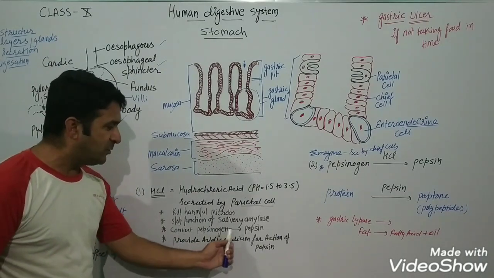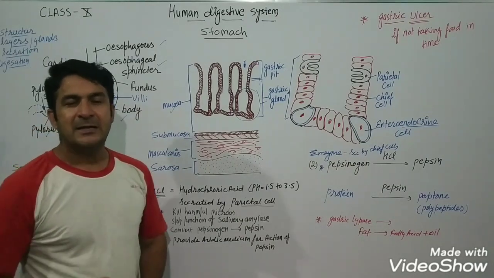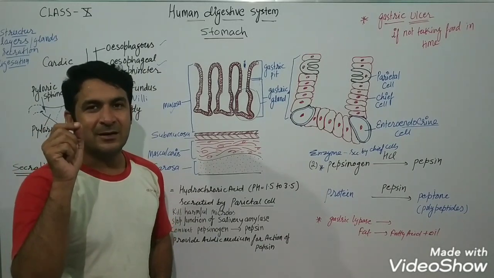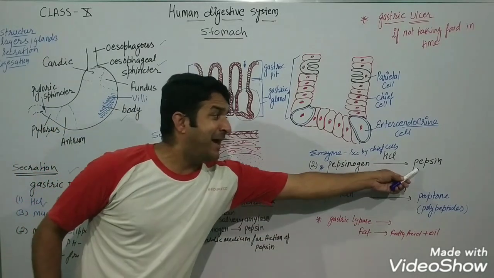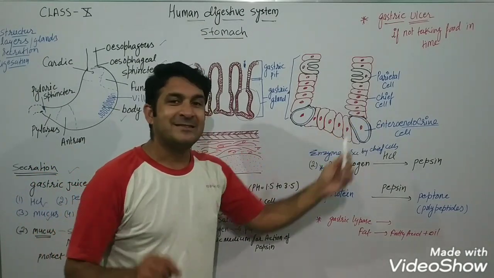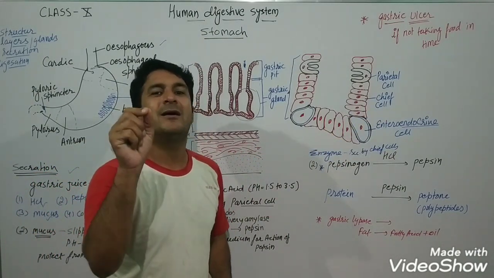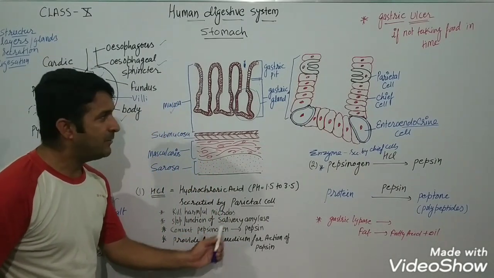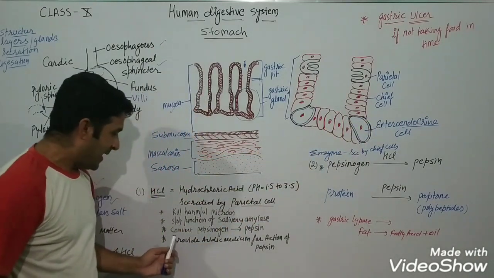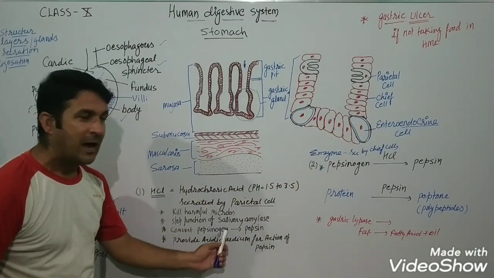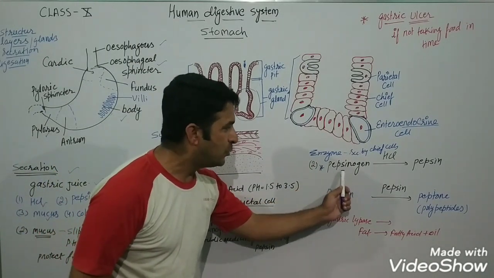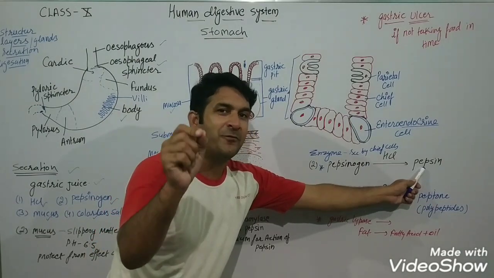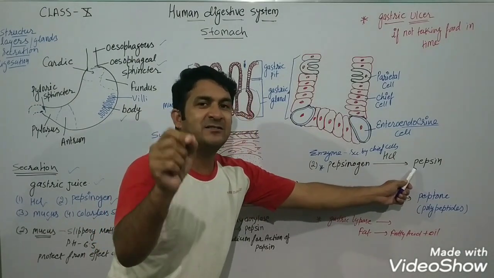Now it converts pepsinogen into pepsin. Children, we know very well that protein digestion takes place in the stomach, and that digestion takes place with the help of the pepsin enzyme. But the chief cells secrete the inactive enzyme which is called pepsinogen. That I taught you, and this is the pepsinogen which is secreted by chief cells. Now hydrochloric acid has the function to convert pepsinogen into pepsin, and pepsin is the active form of the enzyme which helps to digest the protein.